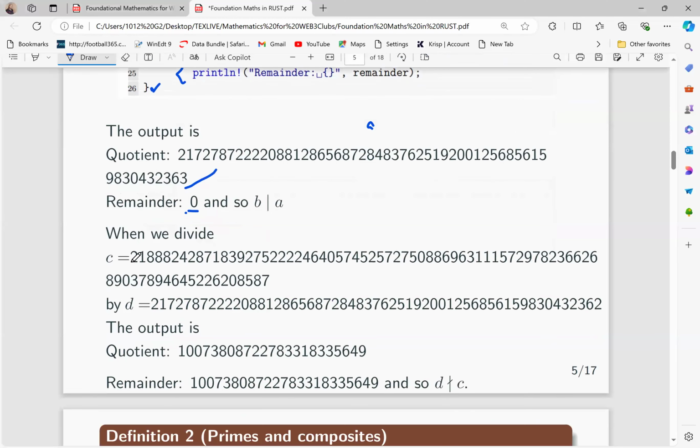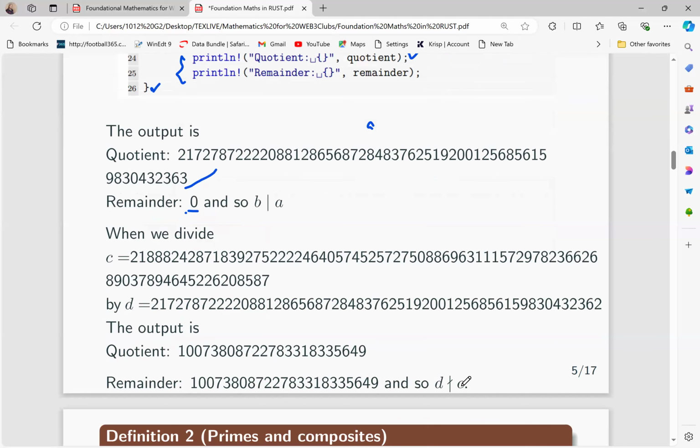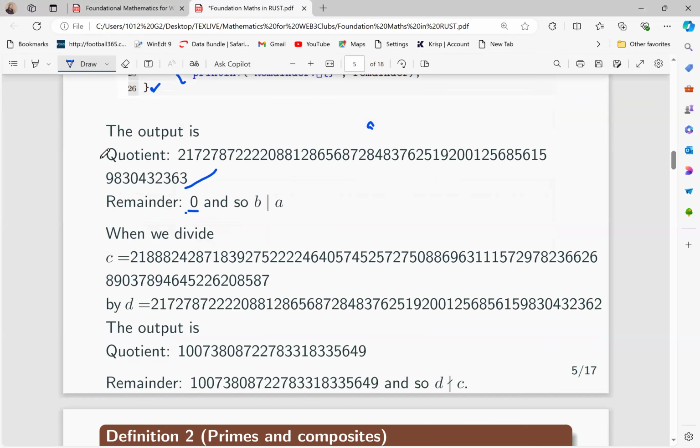So when you try this other number C, and then divide by D using the same code, you'll find that the quotient will be that and the remainder will be this. In that case, it means D does not divide C, because by our definition, for D to divide C, there should be no remainder. Like in this first case, when B divided A, we found the quotient and the remainder was 0. So when the remainder is 0, then we say B divides A. Otherwise, like in this case, we say that D does not divide C.